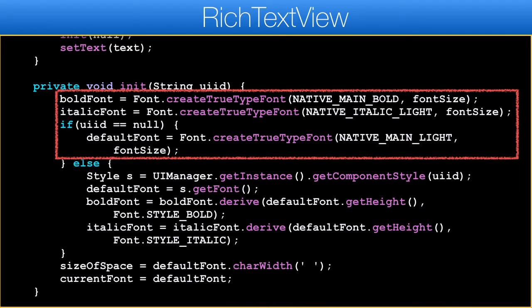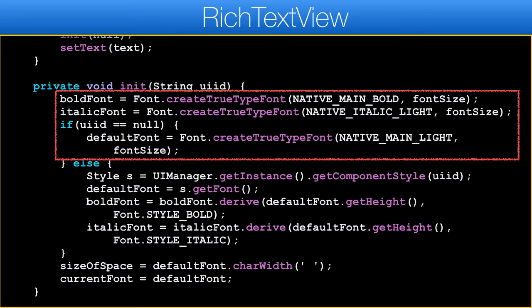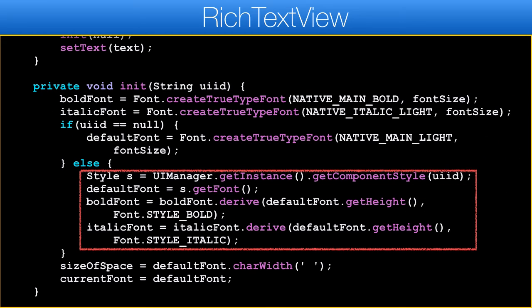If the UI ID isn't set, everything acts like it did before. Otherwise, we get the default font from the style, then resize the bold/italic font to match its size. That's it. We can now style the default font of the rich text view.